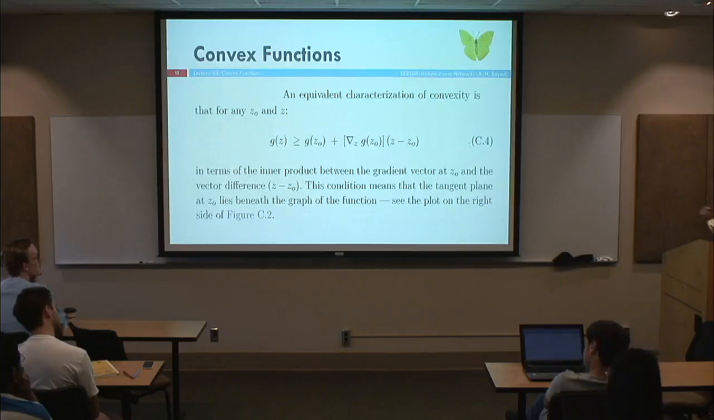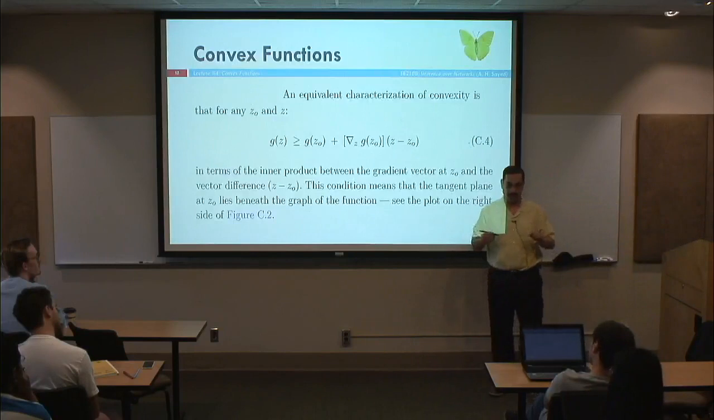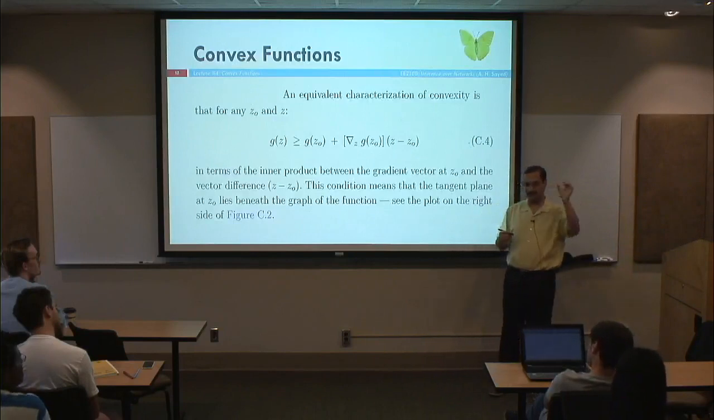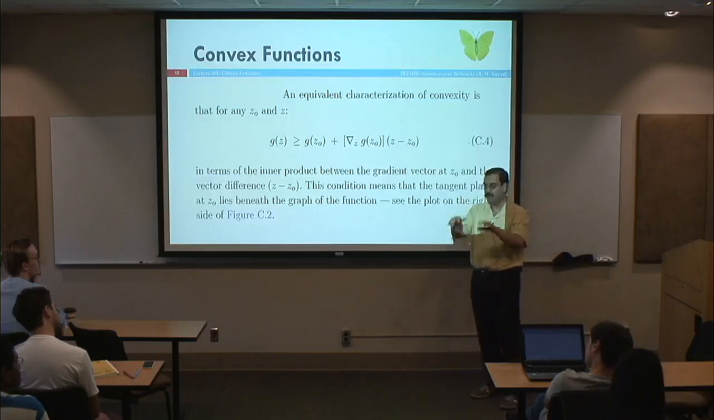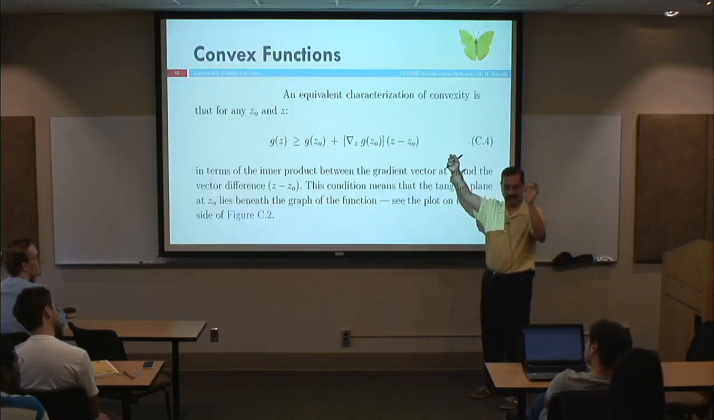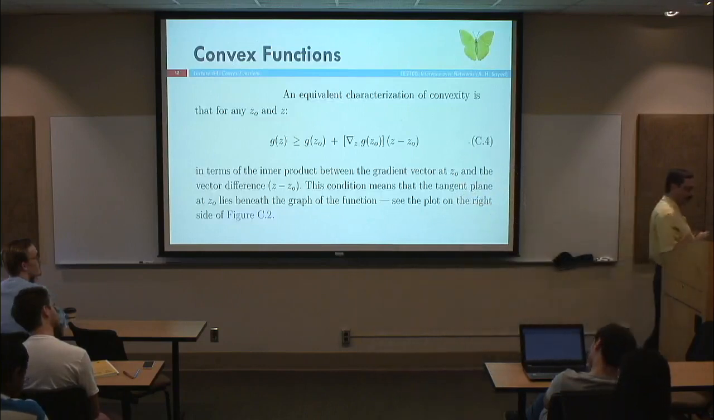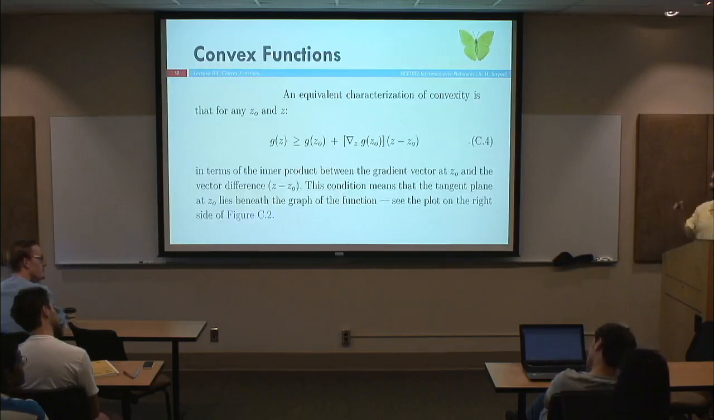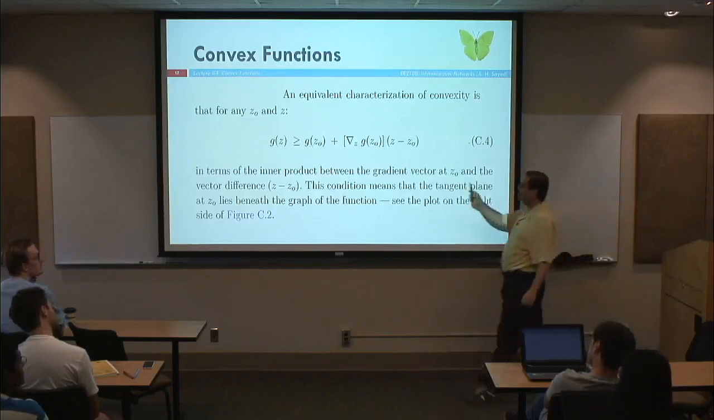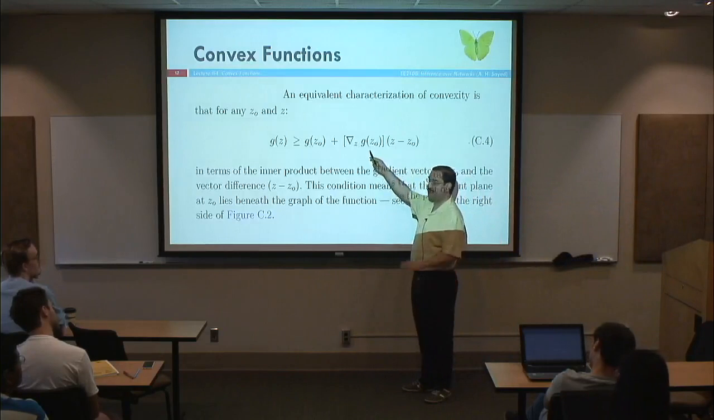Now, there is an equivalent characterization of convexity. This is a homework problem to show. I showed you one definition: g at an intermediate value lies below the segment connecting the end values. Another equivalent characterization of convexity, of course, when I write this expression, I'm assuming that in this particular form the function is differentiable.